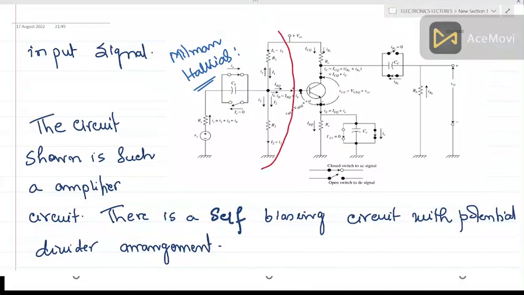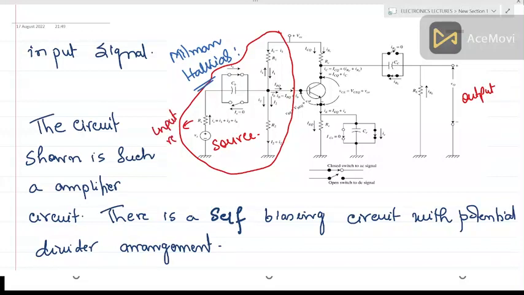This portion, if you have studied the bias stabilization lecture, then you can see that this is the biasing circuit and it is the potential divider bias. There are two resistances R1 and R2. You have an input resistance here, source resistance. This is the source. This is where you get the output. This source resistance is RS. This is the input resistance.